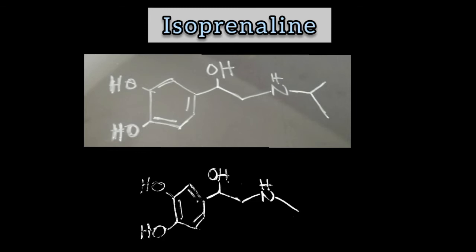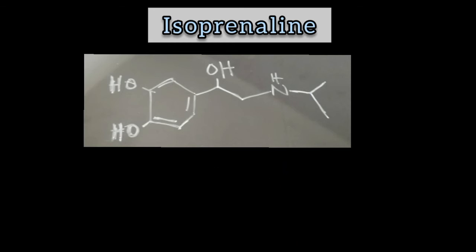If you look at the structure, you can see that it is very, very similar to the structure of adrenaline. The only difference is the last group that is attached to the nitrogen. For the isoprenaline, there is a propyl group, and for adrenaline, there is only a methyl group that is attached to the nitrogen atom. And so they will have similar properties, like they're both subject to oxidation, and they both cannot be administered orally.